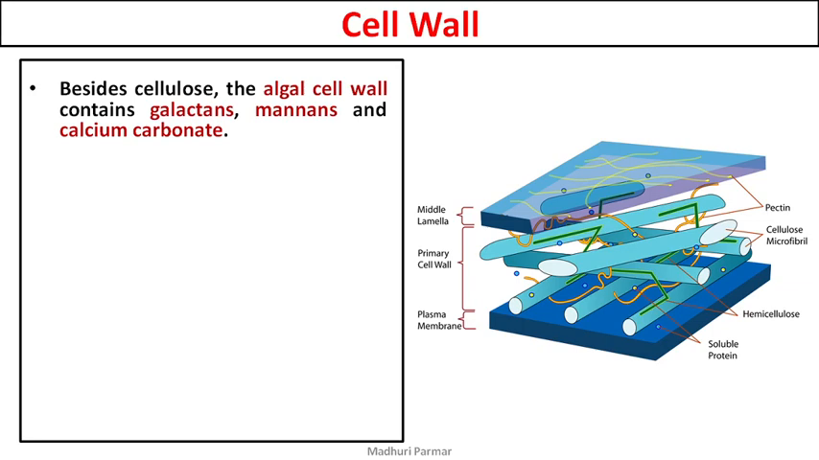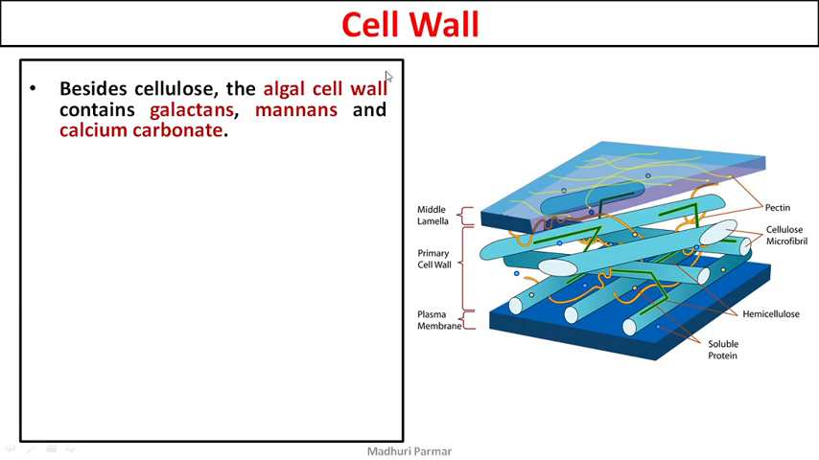Okay, so algal cell wall has cellulose. Okay, so it is written beside cellulose, so cellulose is there. Apart from cellulose, there are galactans, which are galactose polysaccharides, mannans, which are mannose polysaccharides, and calcium carbonate, CaCO3. Okay, all of these will together form this tough outer cell wall.